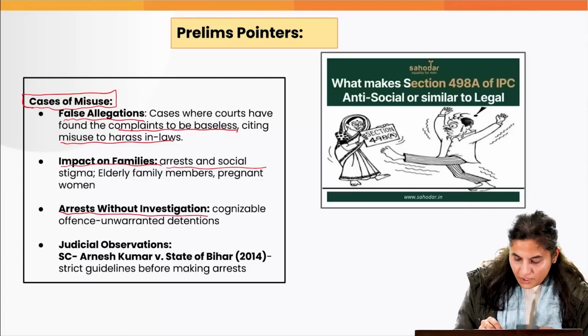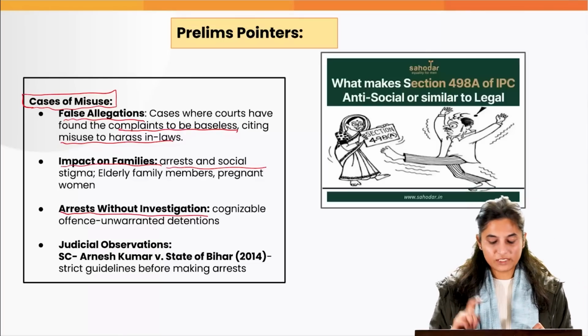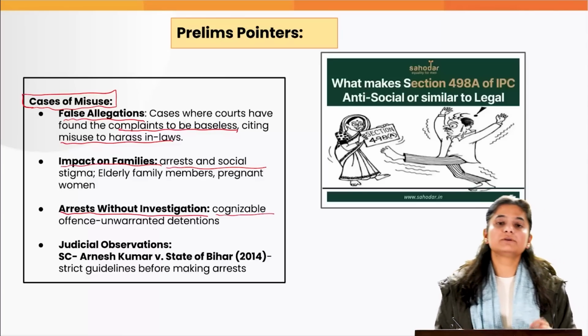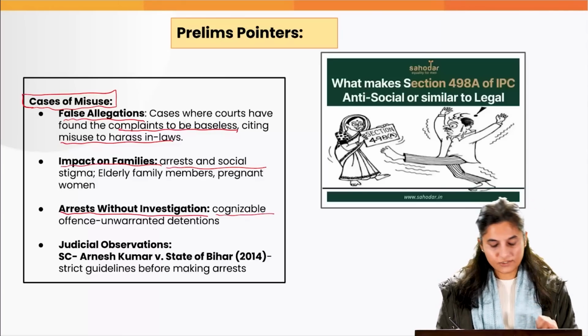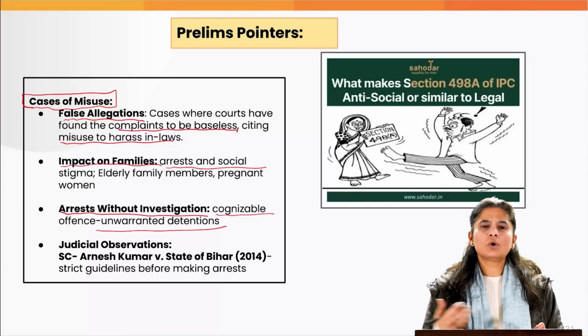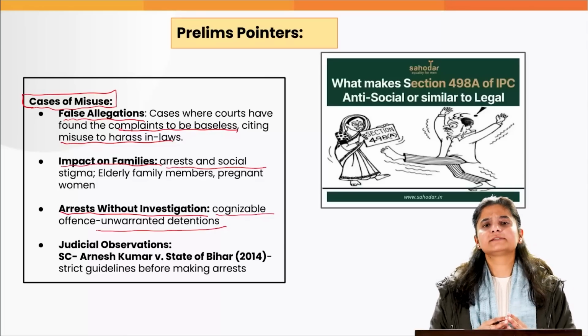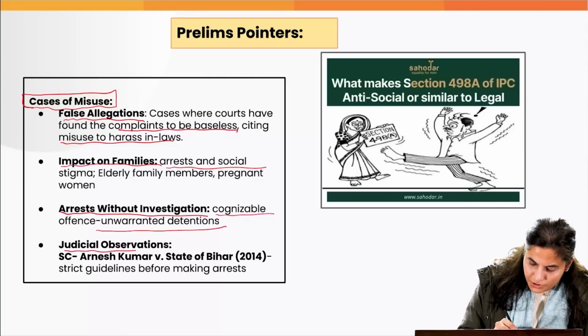Then there are arrests without investigation. Like I said, there is no proper course of investigation once those arrests are made, because the clause is of cognizable recognition of that charge. So what it leads to is detentions and long-term detentions of these people, which in many cases have been found to be unwarranted, uncalled for.